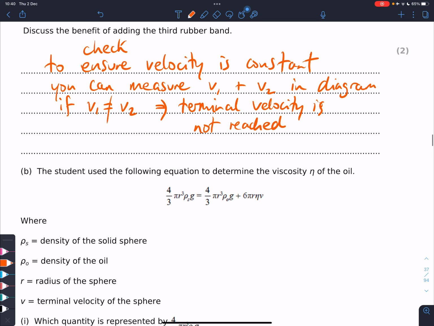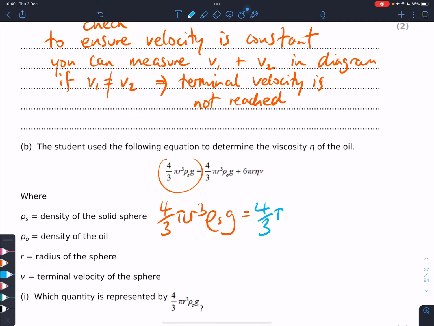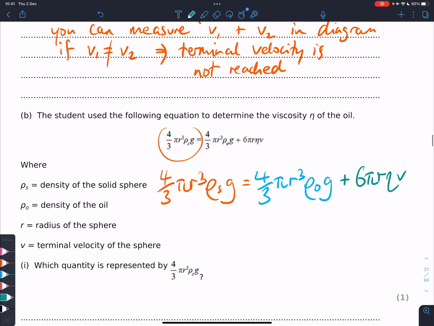So the student used the following equation to determine the viscosity of the oil. Right, so we've got a bunch of things. I'm going to write it out a bit more clearly: 4/3 pi r cubed times the density of the sphere times g, and this is equal to 4/3 pi r cubed times the density of the oil times g. And then the third thing is the Stokes' law bit: 6 pi times radius times the viscosity times the terminal velocity. Which quantity is represented by this first one?